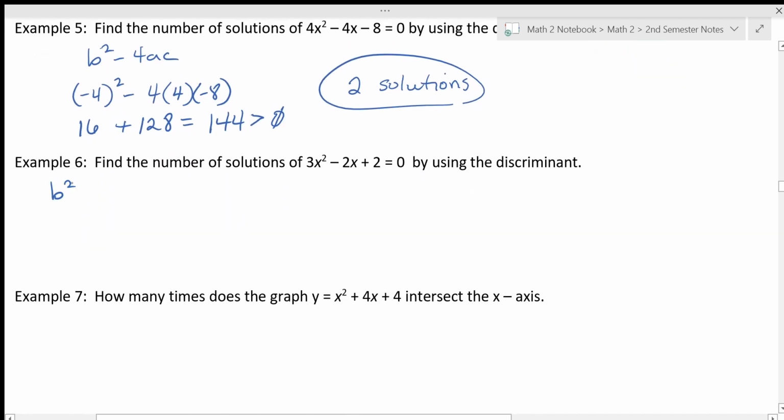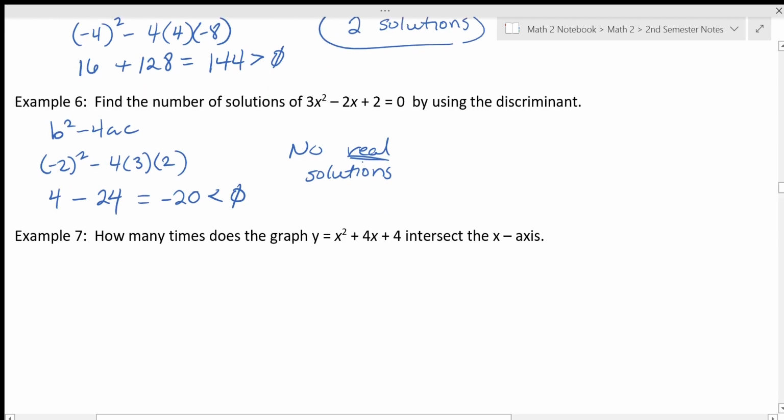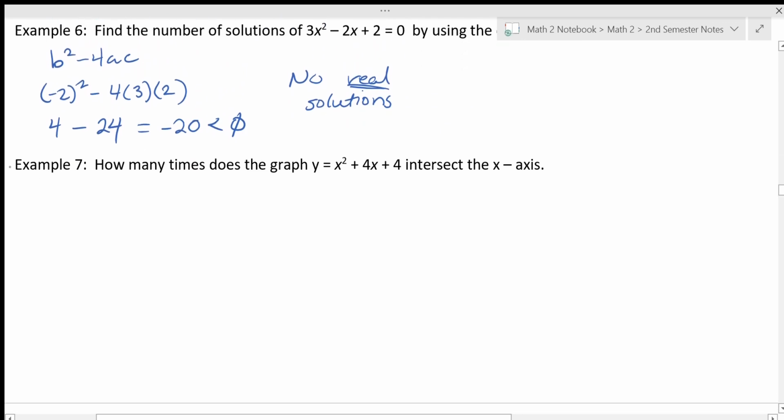Okay, again, b squared minus 4ac. b squared is negative 2 squared, minus 4 times a times c. So that is 4 minus 24, which is going to be negative 20, which is less than 0. So we have no real solutions. Emphasis on the real, because again, we're going to be doing imaginary in a couple lessons here. All right, and then this last example, you do on your own.